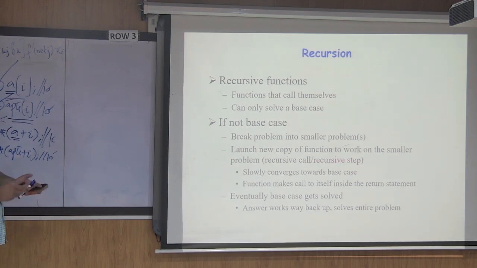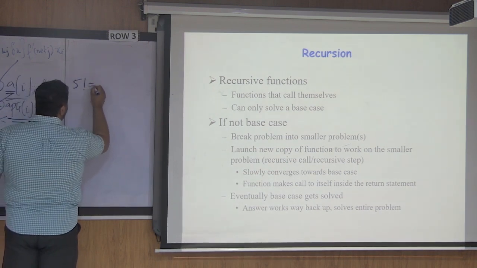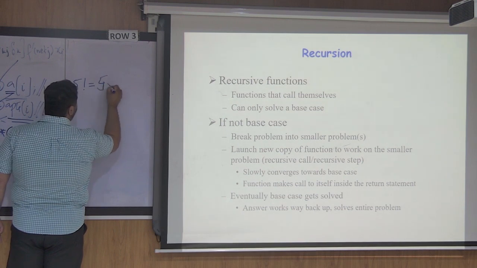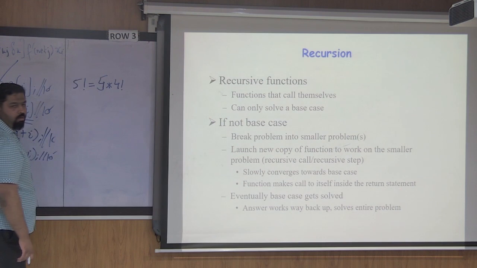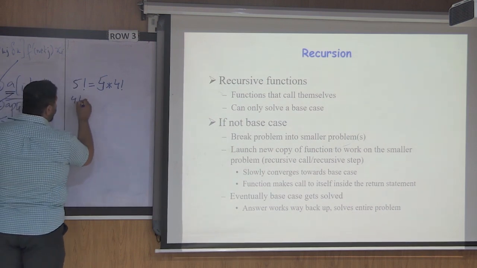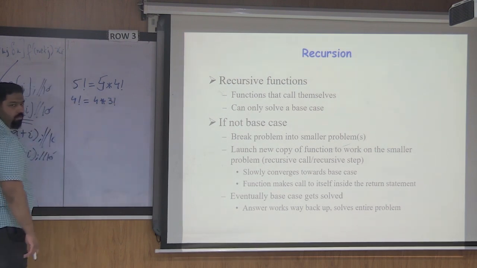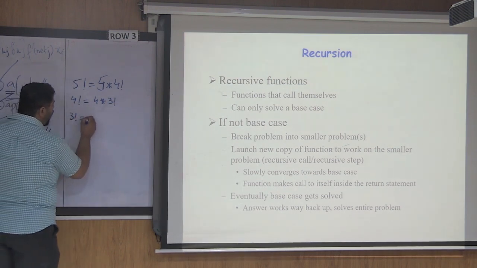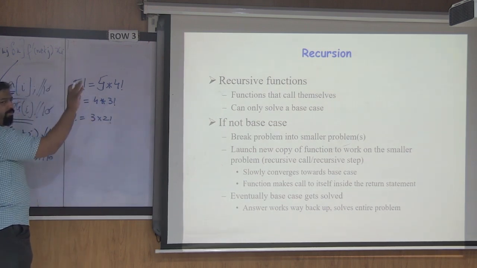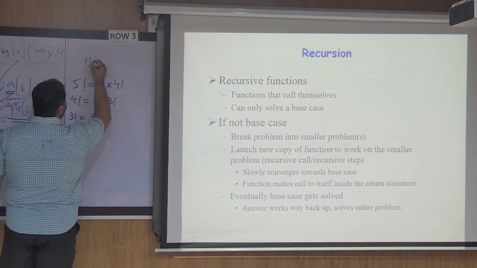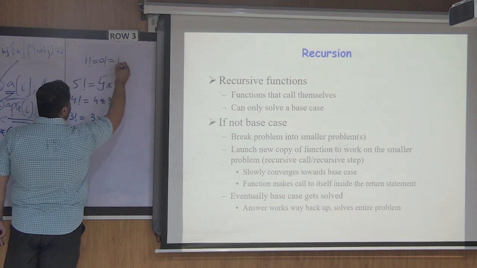towards the base case. Now let's take an example of factorial, 5 factorial. Can we write it as 5 into 4 factorial? Can we write 4 factorial equals 4 into 3 factorial? Can we write 3 factorial equals 3 into 2 factorial? There is a base case, we have defined that 1 factorial equals 0 factorial equals 1. This is the base case.